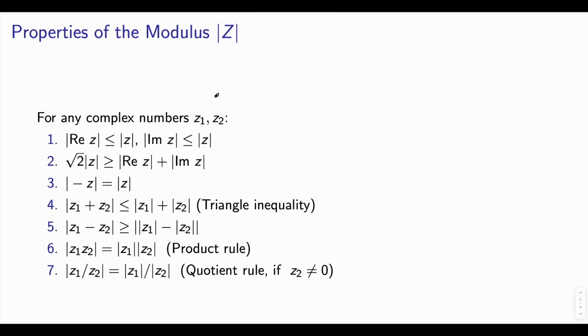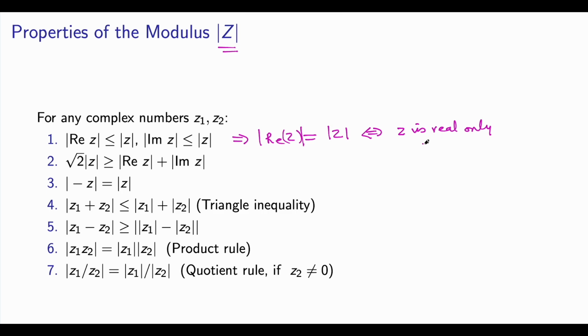And we have some properties of the modulus of z. For any complex numbers z1 and z2, the modulus of the real part of z is always less than or equal to mod of z. The imaginary part of z is always less than or equal to mod of z. Equality holds if and only if your z is real only.